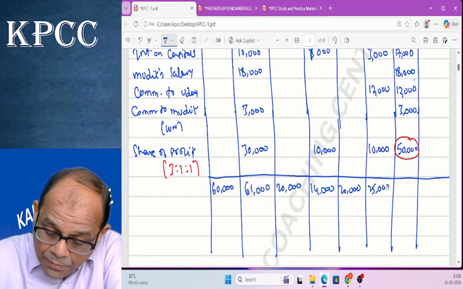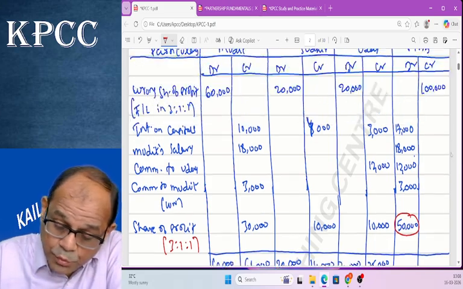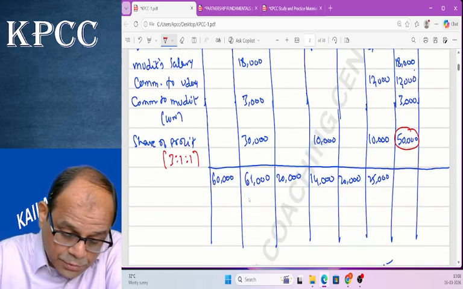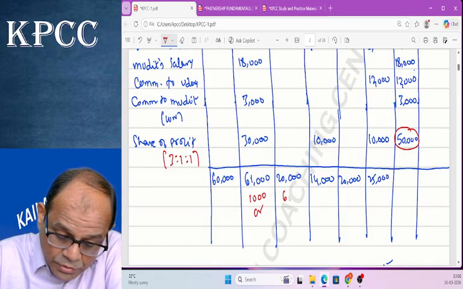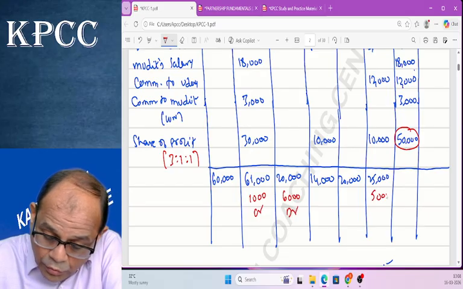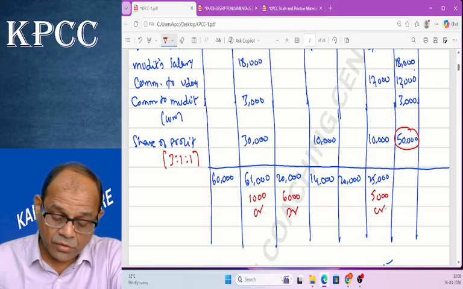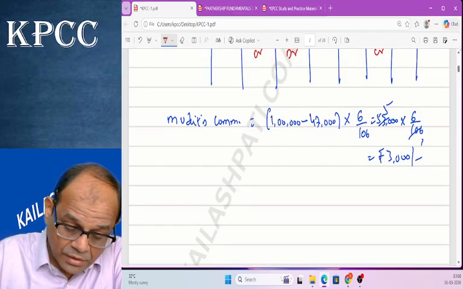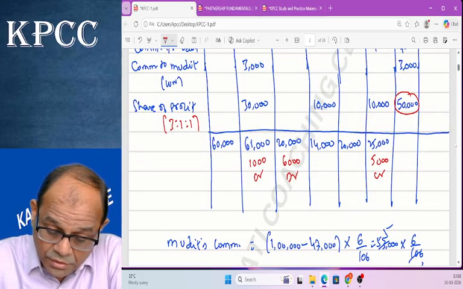Now if you carefully observe, for the first partner Mudit, which column total is more? Credit total is more, by 1,000. For this partner, the debit total is more, by 6,000. And for this one, the credit total is more, by 5,000. Now the journal entry is in front of us. What will we write in the rectifying entry? Write down the rectifying entry.